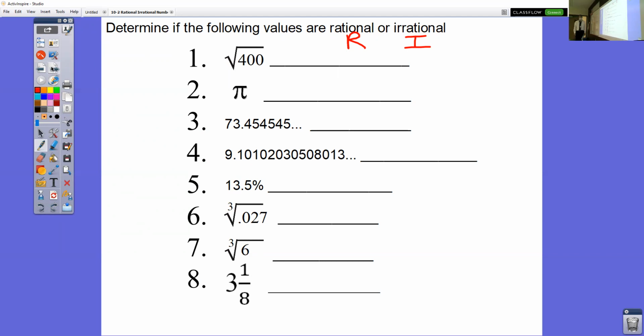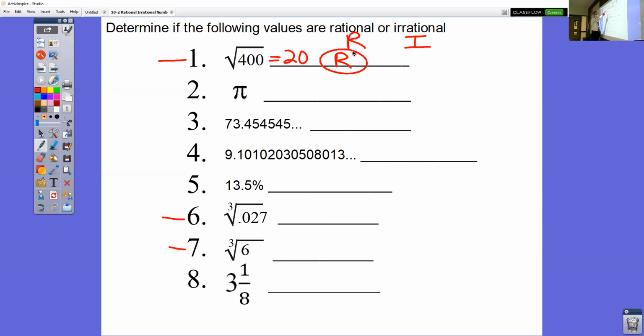So again, the only ones that you need to type into the calculator are your square roots, like number 1, your cube roots, like number 6 and number 7. The other ones you can just tell from looking at them, all right? So when you type in the square root of 400, the square root of 400 is 20. 20 is an integer, so 20 is a rational number.